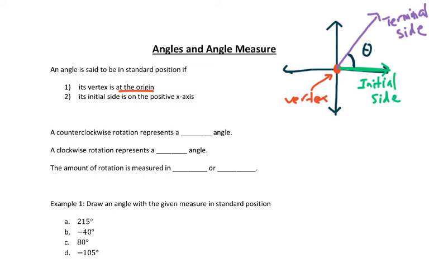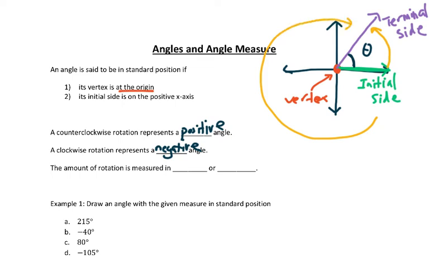A counterclockwise rotation represents a positive angle. So if I'm measuring my angle counterclockwise, this would be a positive angle measure. And if I measure it in a clockwise rotation, this represents a negative angle. So depending on how you measure it, if I measured it this way, this would be a clockwise motion. This would be a negative angle. So even though they make the same kind of shape, which part of the angle we're measuring determines if it's positive or negative.